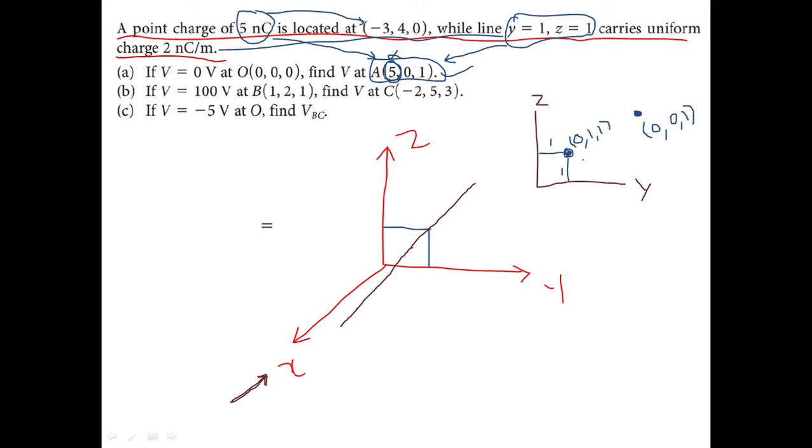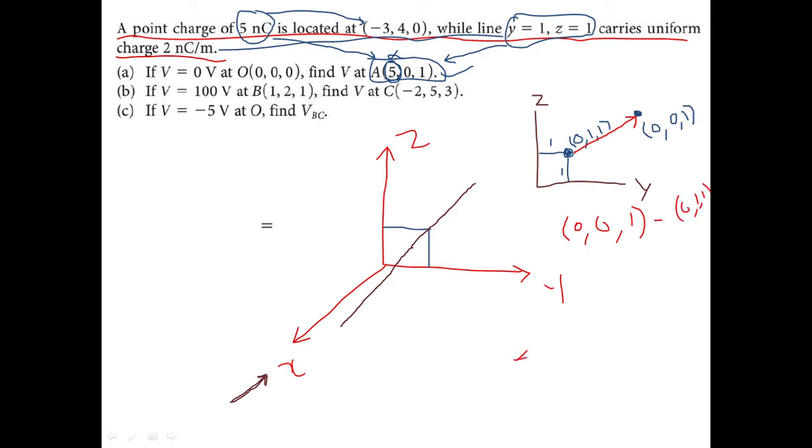So this is the infinite line charge. I have to calculate the potential at this point due to the infinite line charge, so the arrow will be like this. Now if I calculate the distance between these two, what do we get? That is final minus initial, 0 1 minus 0 1 1.